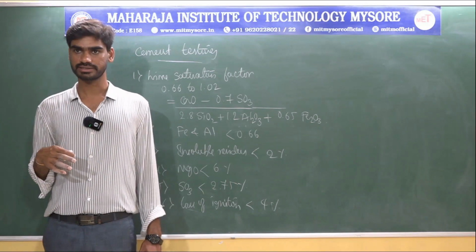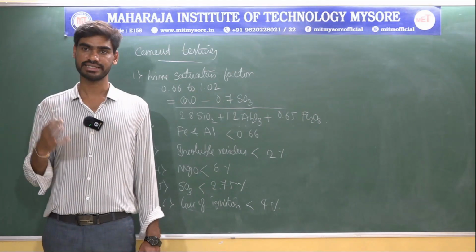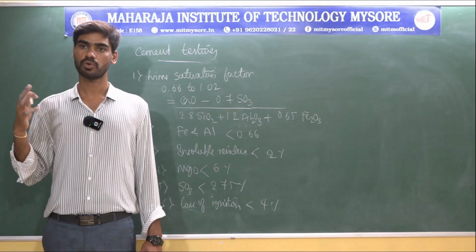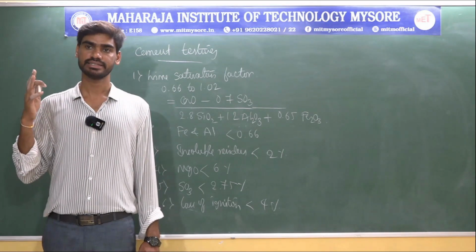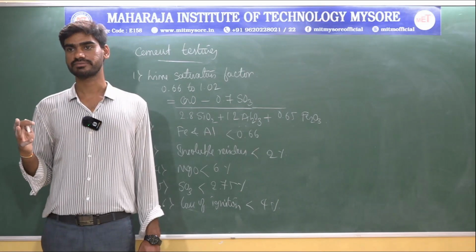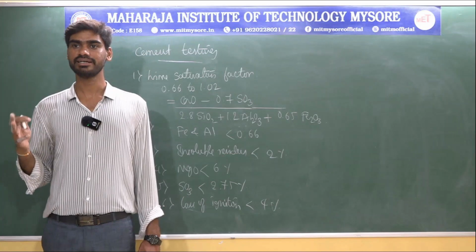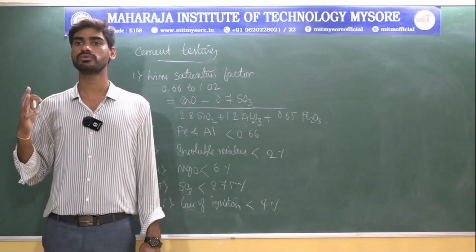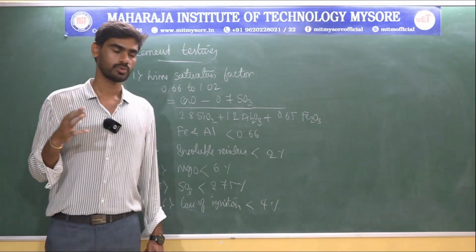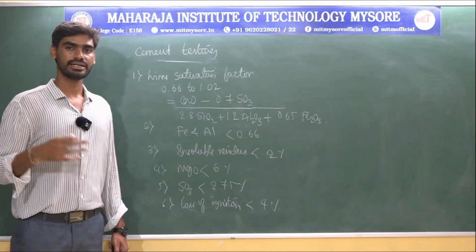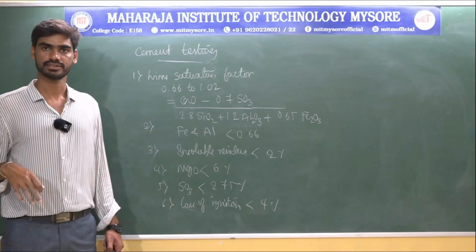So when we come to the soundness, we know that cement cannot significantly expand after setting because this could cause mortar or concrete to crack. The soundness feature is examined by the autoclave method and the Le Chatelier method, and it should not expand more than 0.8% and 5 to 10 mm respectively. So this is about the chemical requirement and physical requirement of cement, which comes under cement testing. Thank you.